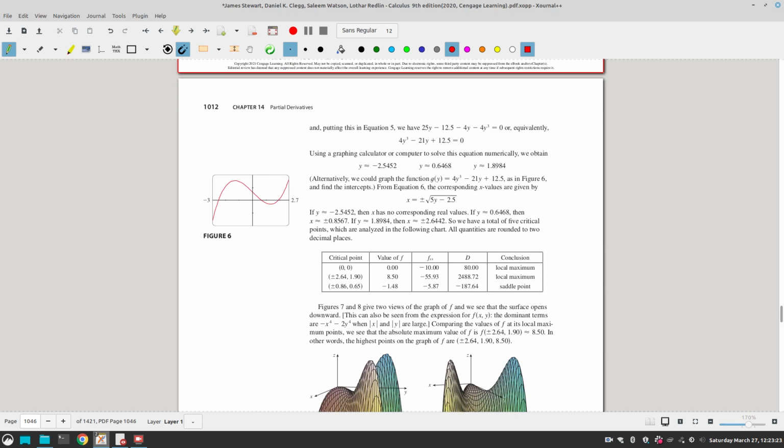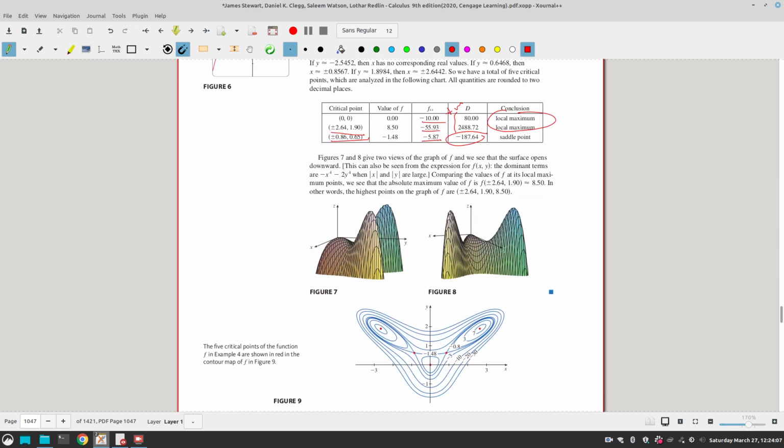the points (0, 0), (±2.6, 1.90), and (0.86, 0.65), and you find fxx and D. So here fxx is less than 0, always, right? And D is positive here, so this has to be a local maximum. These two points have to be local maxima, because D is positive but fxx is less than 0. But here D is negative, so it doesn't really matter what the sign of fxx is. This is going to be a saddle point.